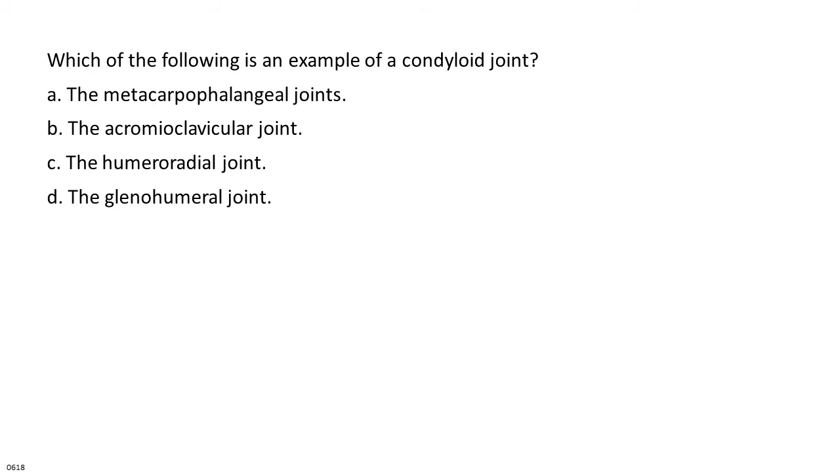Which of the following is an example of a condyloid joint? A. The metacarpophalangeal joints. B. The acromioclavicular joint. C. The humeroulnar joint. D. The glenohumeral joint.